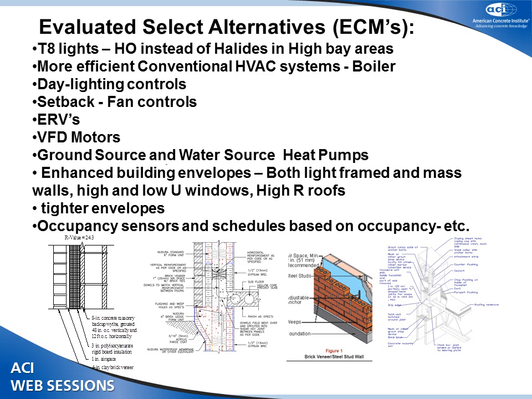We also looked at tighter envelopes. We went to the minimum requirement by ASHRAE 90.1 for air barriers, and then we went up and down off of that range to look at the effects of either a leaky envelope or a tighter envelope, to see how much of an effect that would have on the overall energy use. We looked at occupancy sensors, variations in the control strategies and schedules based on occupancy, etc.